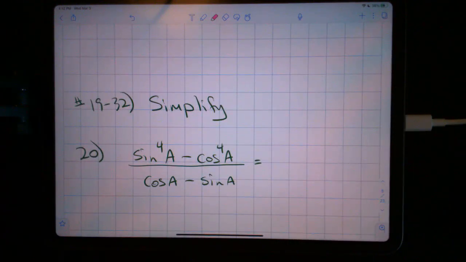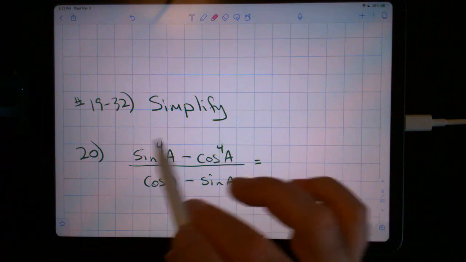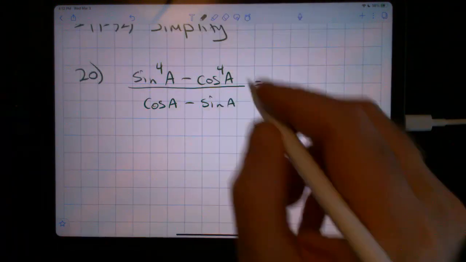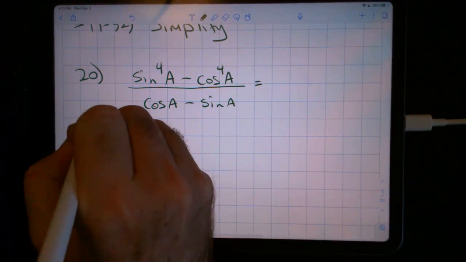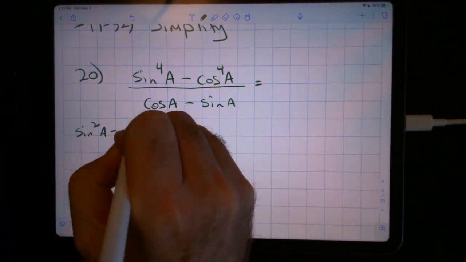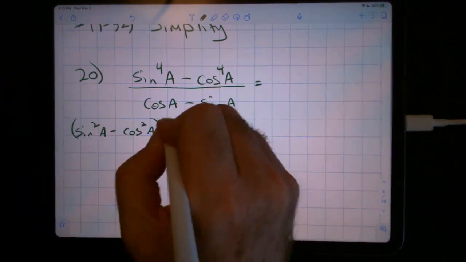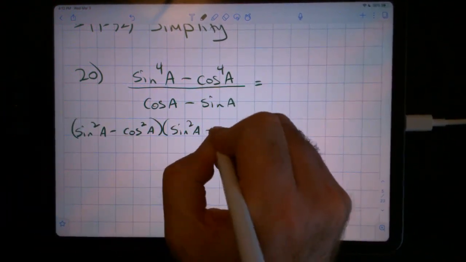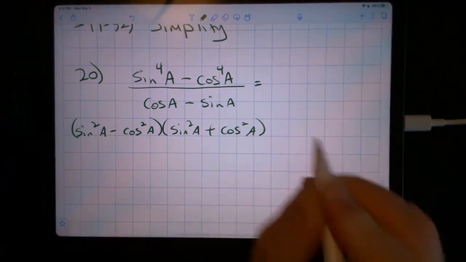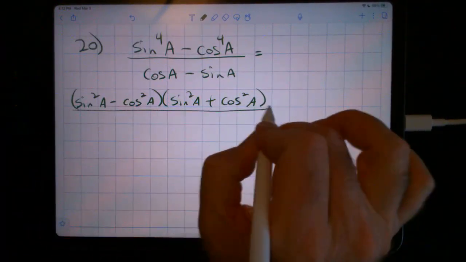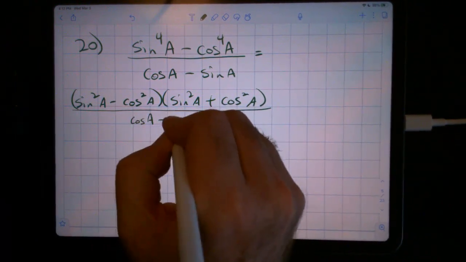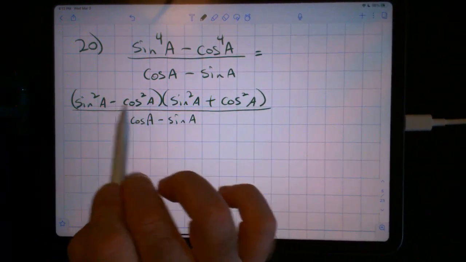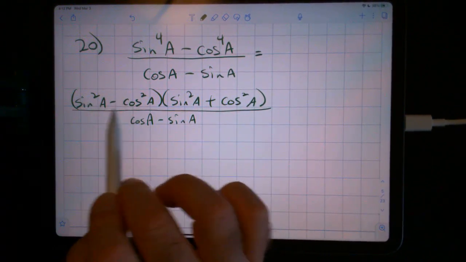The 19 through 32. So these are write in terms of sine and cosine and simplify each expression. Okay. So here I have a difference of squares. So this is that's the numerator with our denominator. But this is also a difference of squares. So we can keep factoring this.